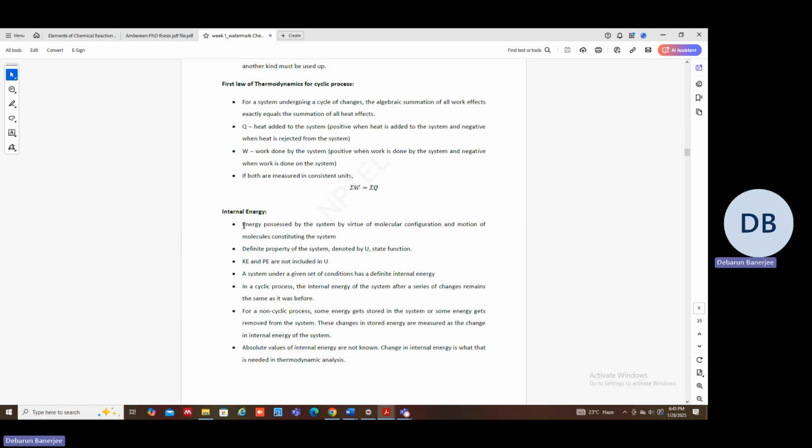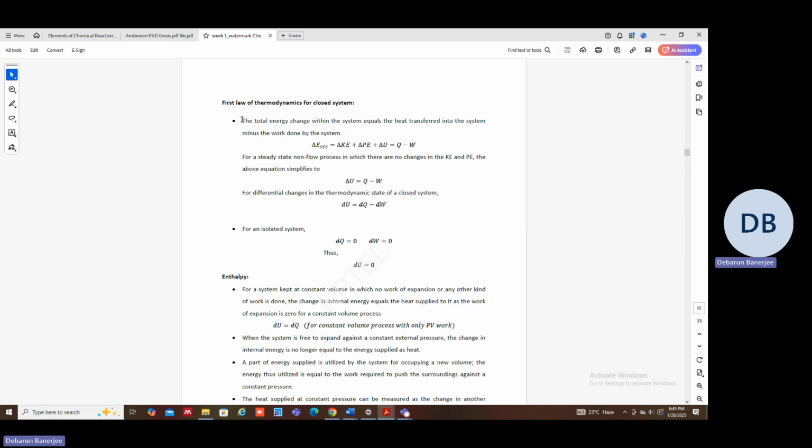The energy possessed by the system by virtue of its state, we have covered this as internal energy. For a closed system, delta E of the system is the change in kinetic energy plus change in potential energy plus change in internal energy, equal to Q minus W. If it's a steady state non-flow process, meaning no change in kinetic and potential energy, there will be only a change in internal energy. So delta U equals Q minus W. For a differential change, dU equals dQ minus dW.